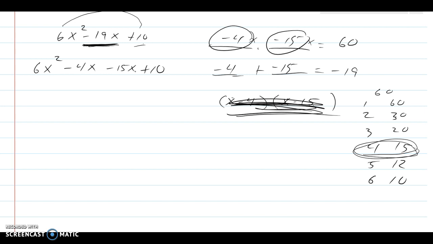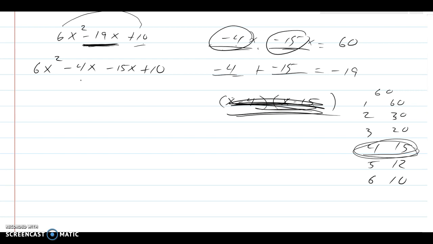And you might say, well, so what? Well, it's more than that. Not only is this a way to break apart negative 19, negative 4 plus negative 15, but factoring by grouping is now guaranteed to work, and you're going to be done in just a little bit.